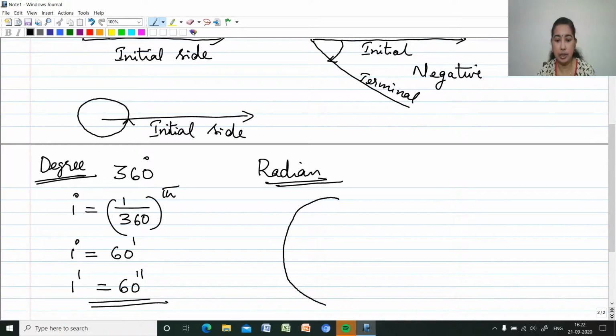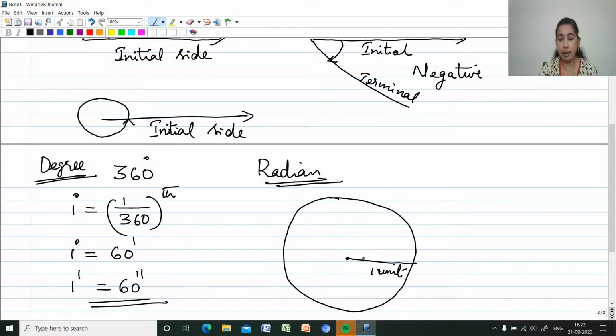Suppose a unit circle is drawn. And unit circle means the radius will be 1 unit. Let the arc length be 1 unit, and it has turned and reached here. This is a radius itself, it is also 1 unit. So the angle subtended will be 1 radian.